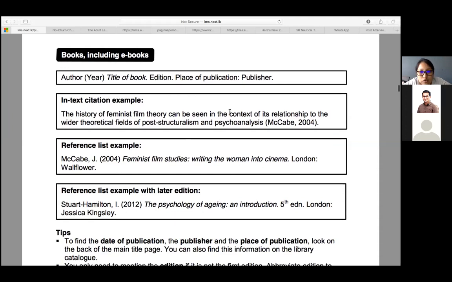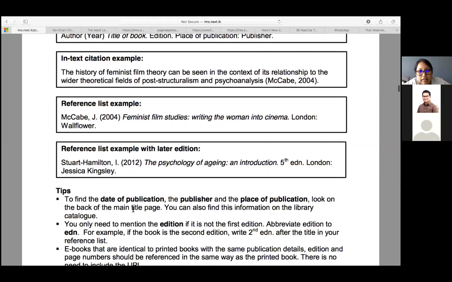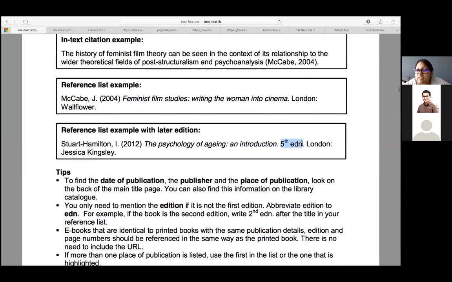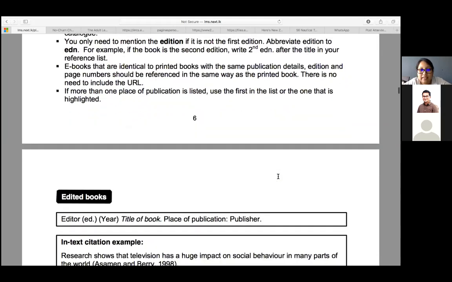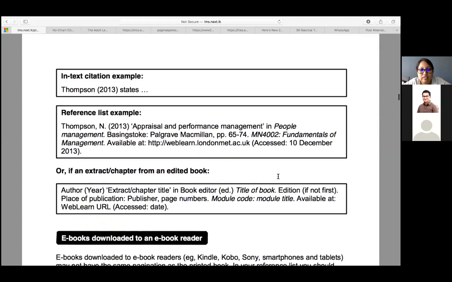So let's say you read a book by this Maccabee. In text, you put it like this at the end of the sentence. In the list, author's surname, comma, the initials, and the year is in brackets. The name of the book is in italics. This is the entire name of the book. There is no edition, so don't worry. If there's no edition, you do not have to worry. Place of publication is London, and the publisher is Wallflower. Now, if there is an edition, this is how you put the edition. You can read this on your own.